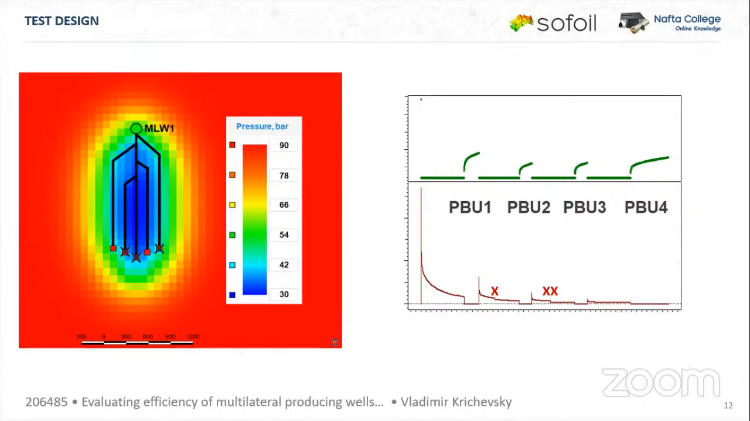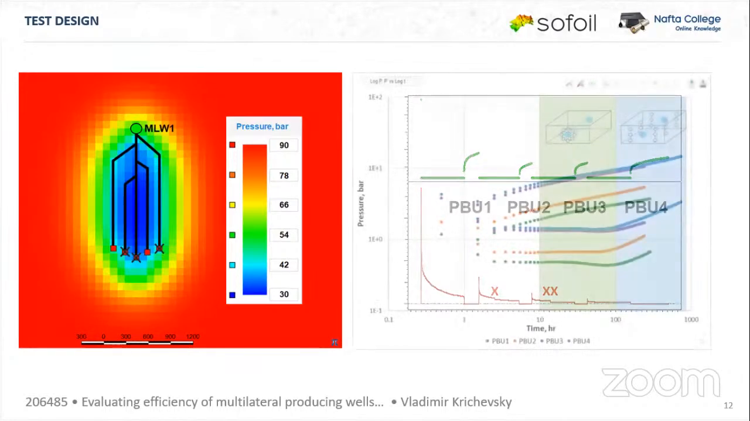We simulated the production for several months, several short buildups, and somewhere between these buildups, we just collapsed some boreholes in order to see what we will see then on the buildup. So here you can see an axis on the right plot. The first X is just we collapsed one borehole in a model, and then between PBU2 and PBU3, we collapsed another 2 boreholes. Okay, and now let's see what we got as a result.